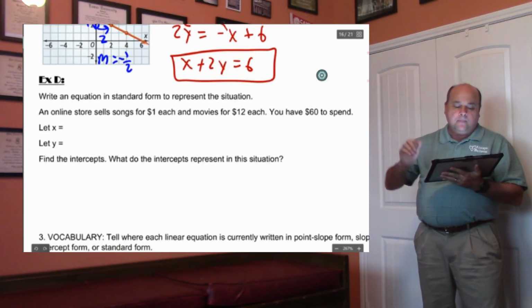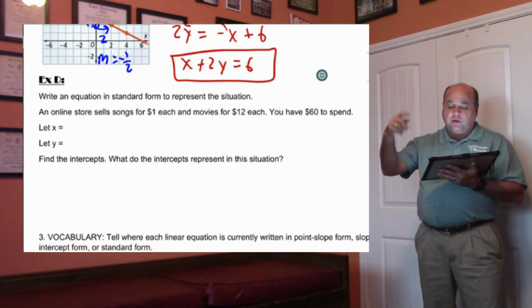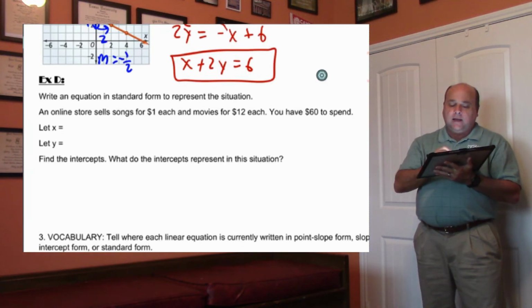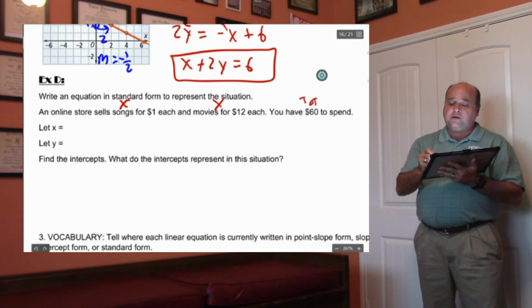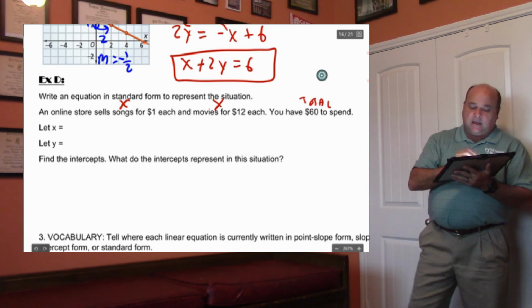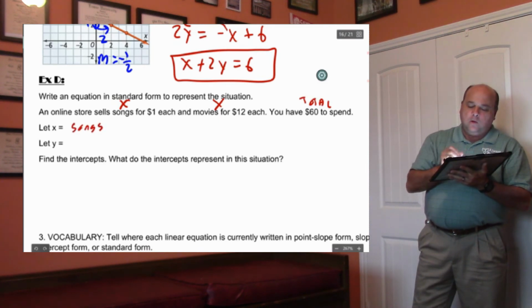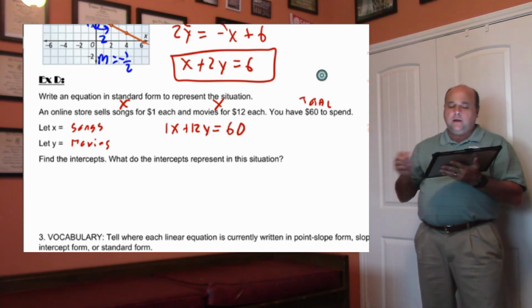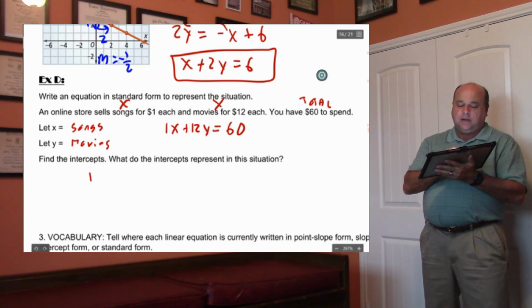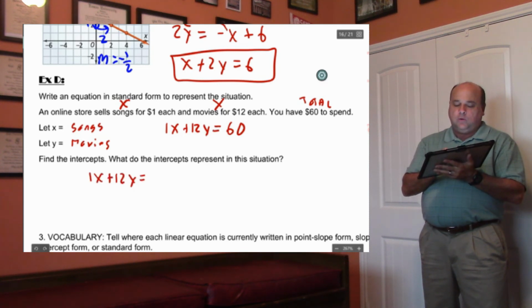Okay, 2 more problems. An online store sells songs for $1 and movies for $12. You have to spend $60. Okay, so this will be my x, this will be my y, and this will be my total. So x is going to be songs, y will be movies, and your total is 60. So we're going to have 1x plus 12y equals 60. You have to spend $60. Now my x-intercept: x plus 12y equals 60. I'm going to replace the y with 0. These cancel out. So just x equals 60, right?